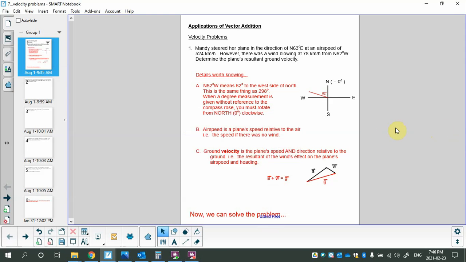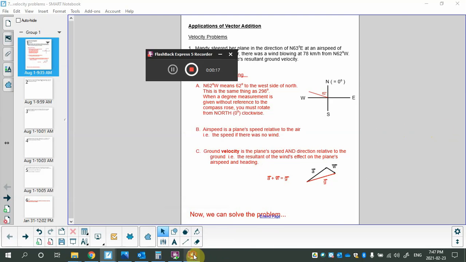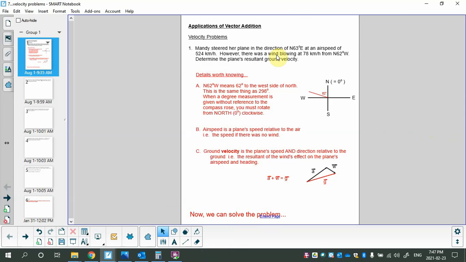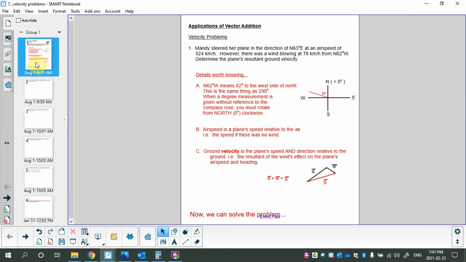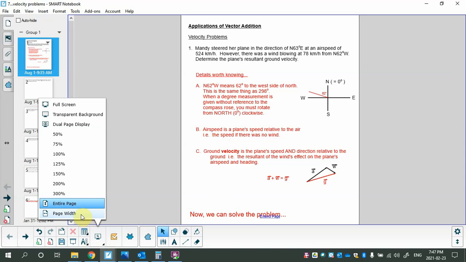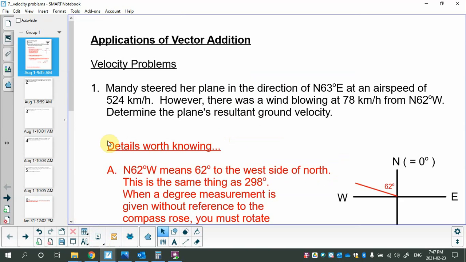Gone. All right, so the last application of vector addition that we do in this course is velocity problems. So that's what we're at today. Now, I have a word problem here, and we'll deal with it on the next page, but I do have a list of details worth knowing, things you need to know about velocity. So I'm going to put it back to big screen so it's easier for you guys to read and easier for my old eyes to read.